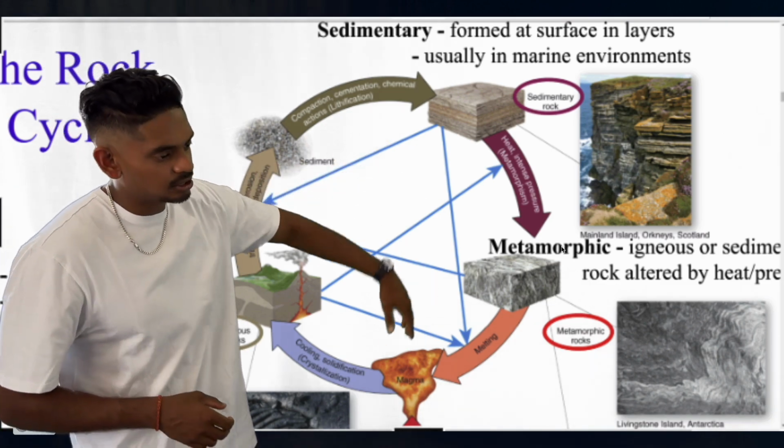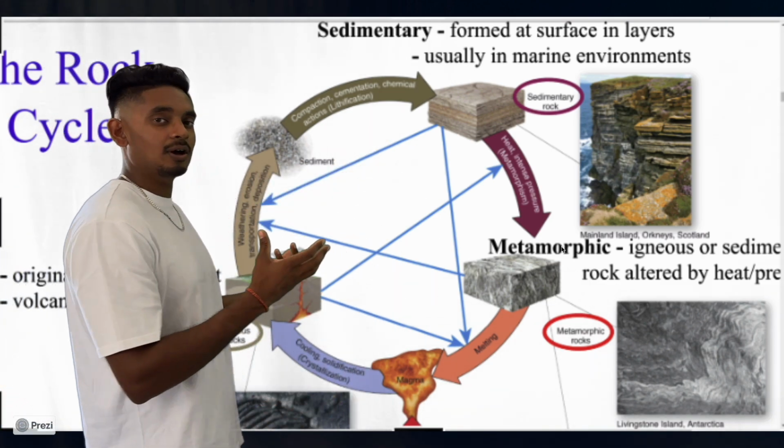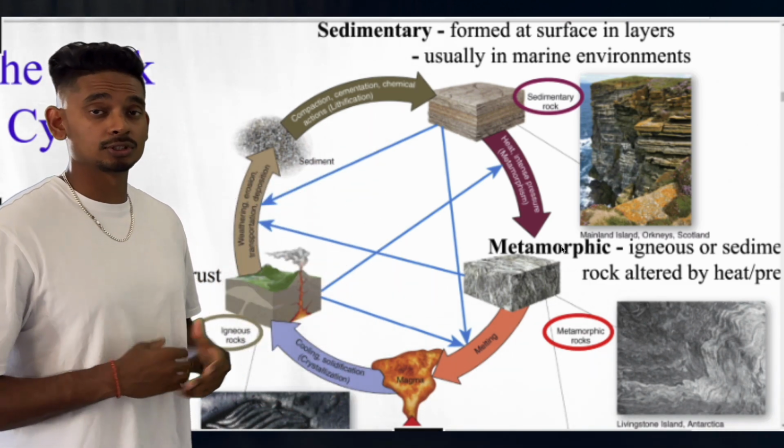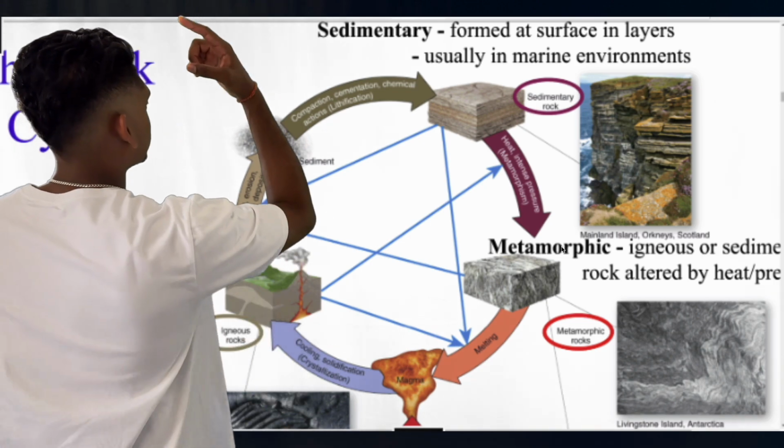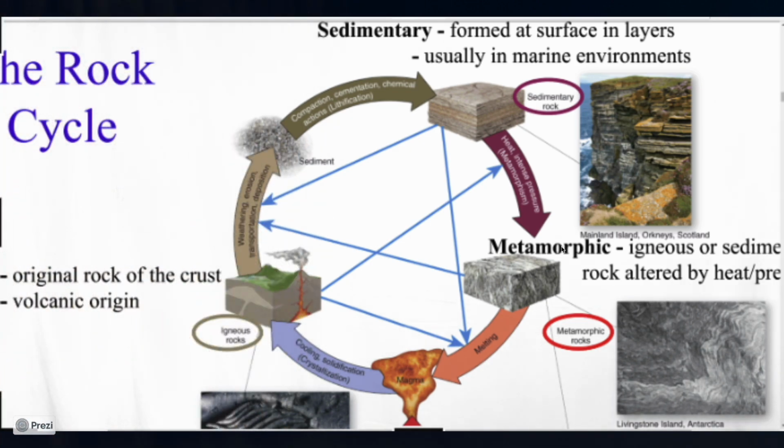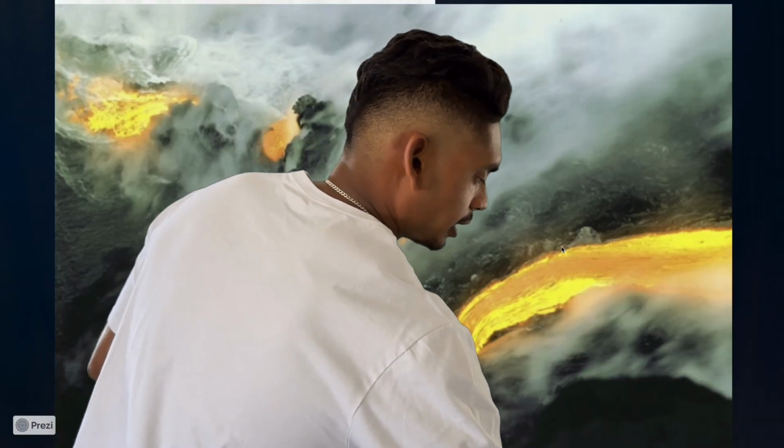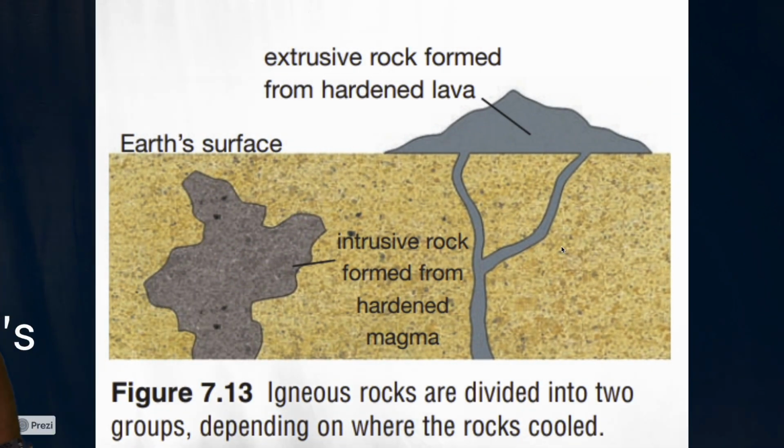And then you go further into Earth, maybe you even touch the core. Wow, I made it to the core, and you melt. You turn back into magma. And you come back out through the volcano, and now you're back as igneous rock. And here, this picture I wanted to show you, this is intrusive rock here.